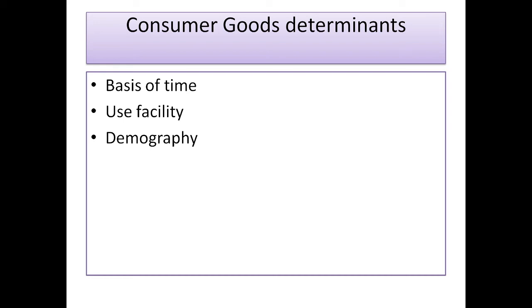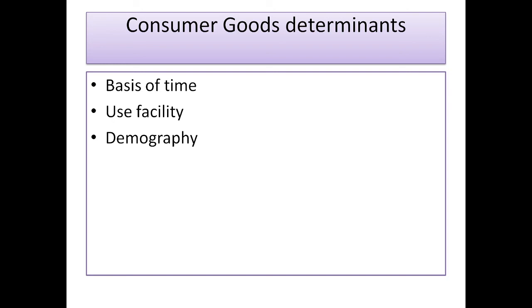These goods also require certain facilities for their use. A car requires roads and petrol stations. Television needs telecasting stations. The wide-ranging use of computers depends upon internet facility. All these are known as use facility. The demand for such goods is influenced by the use facility available. The durables are used by more than one person. The demand depends upon demography, that is, the number of persons using it.